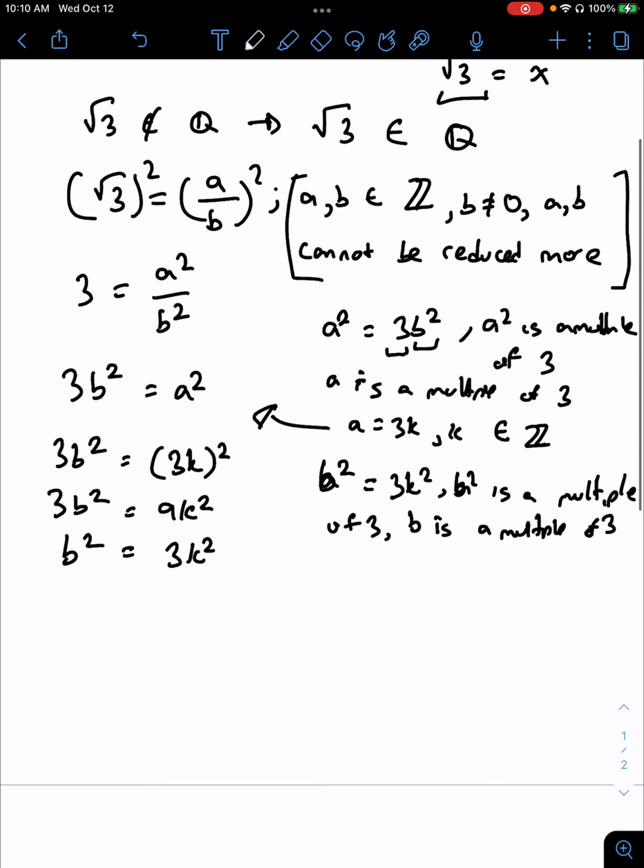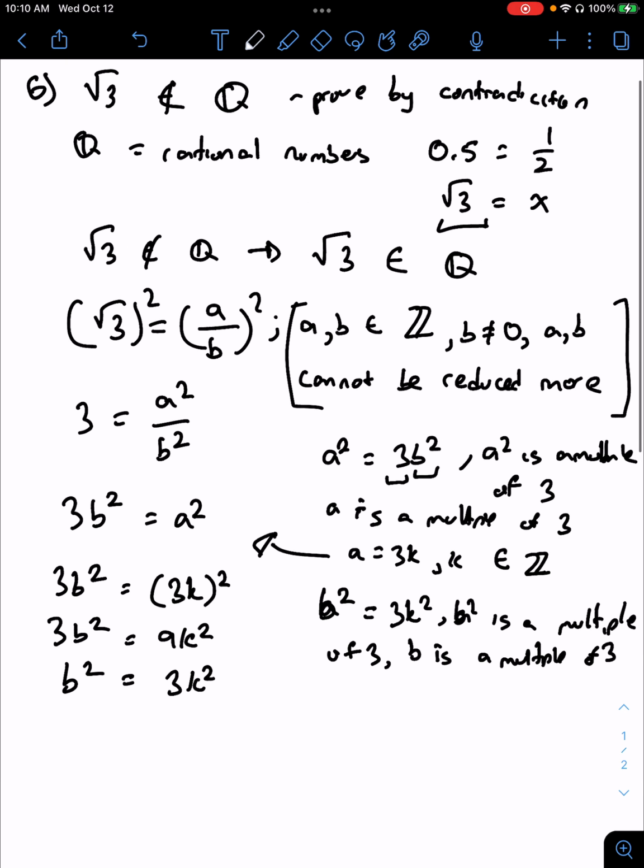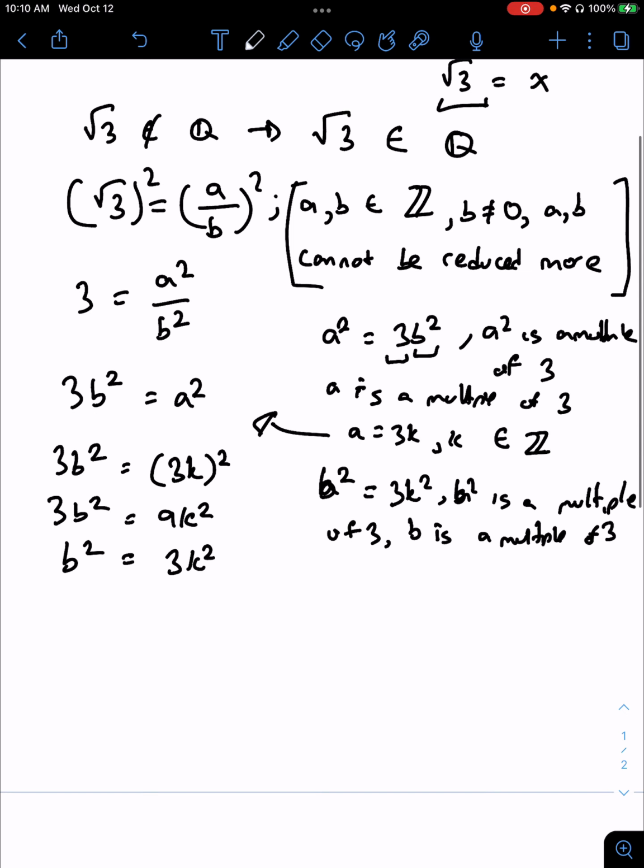And now they're both multiples of 3, right? And if you go back to our original definition, we said that a and b cannot be reduced more, right? Now, if we go back here, we said the essence of a rational number is it could be written as a fraction, right? So if you write this as a fraction, I guess a would be 3b squared, and then, wait, that's a squared. Actually, it's fine. You don't need to write anything down.